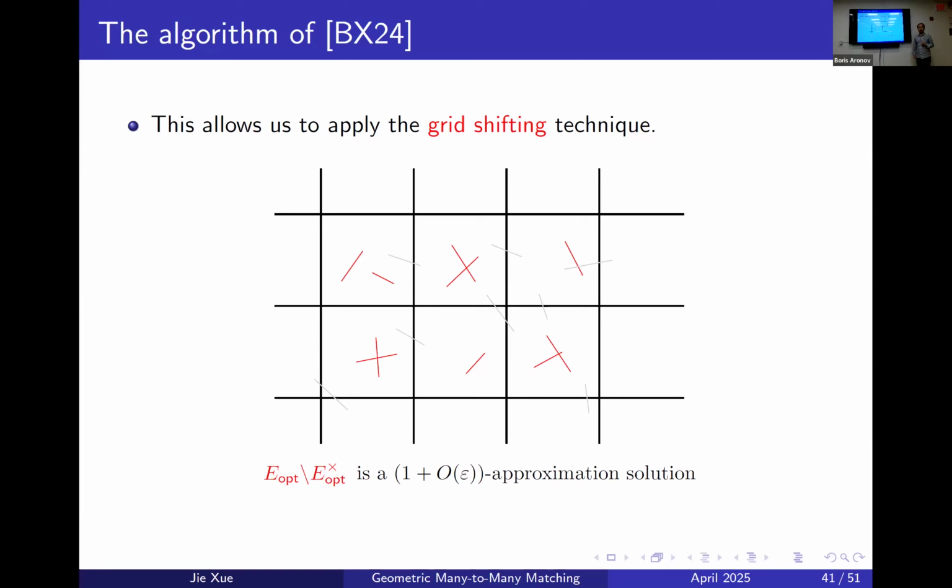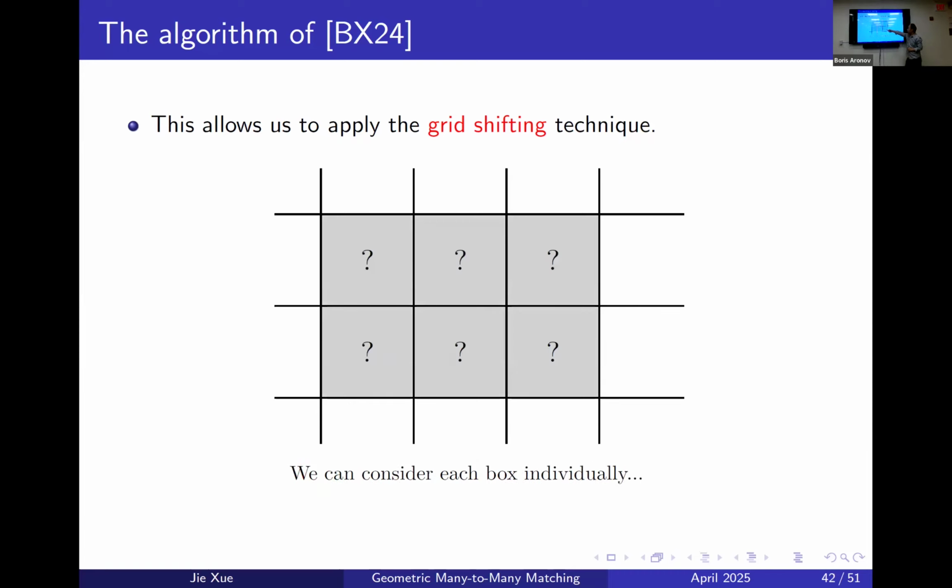So now I reduce to such a problem. The benefit of doing this is that because each edge is completely contained in one cell, we can solve the problem in each cell individually. We can say, okay, what is the optimal solution for this cell? What is the optimal solution for this cell? And so forth. And then finally, we take the union. We solve each problem in each cell individually, and then take the union, which gives us a near optimal solution. Is everything clear?